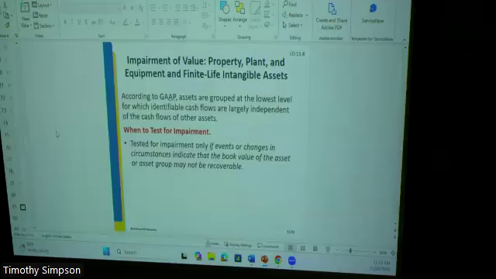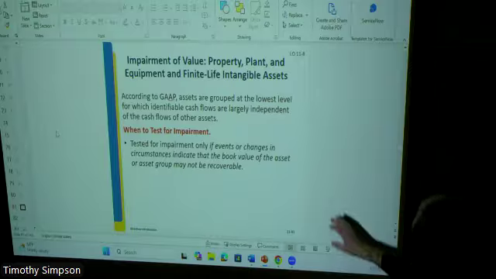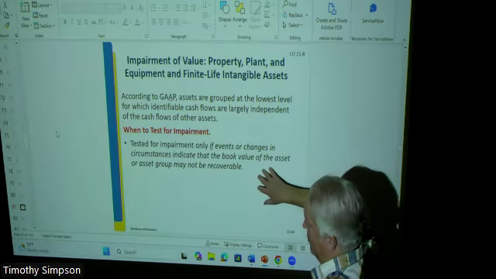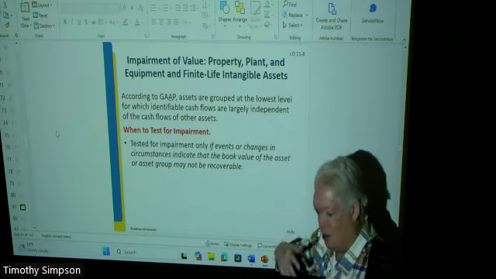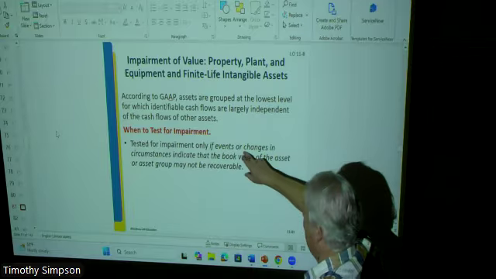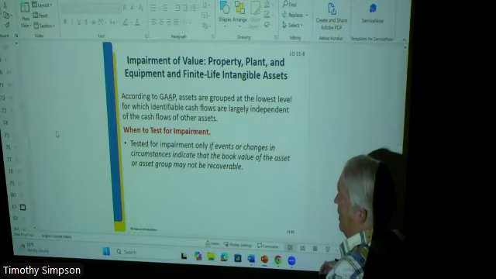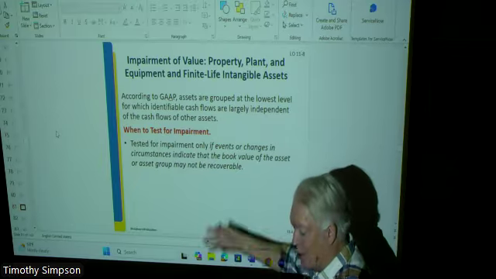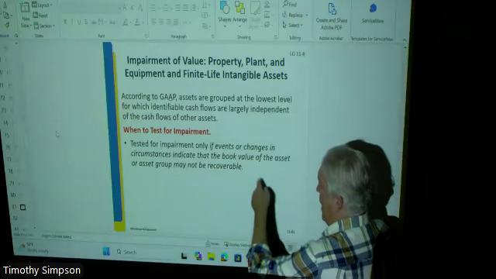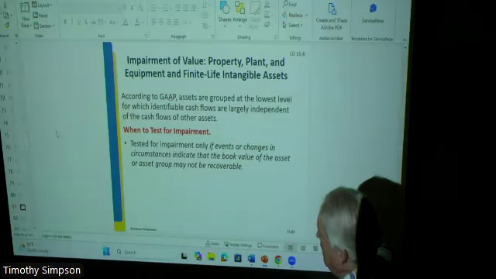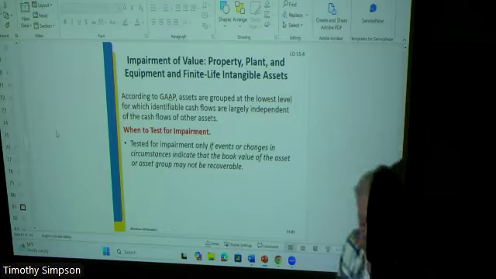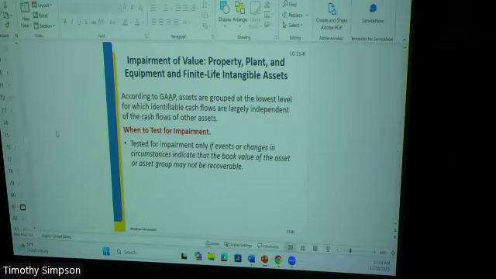I know this is one of the toughest issues here, but we're going to test for impairment only if events or changes in circumstances indicate the book value of the asset may not be recoverable. This is a big one because it contrasts in a pretty large way with the international standards. Under GAAP standards, which are mostly US standards, we test only if events or changes in circumstances indicate the book value of the asset group, again all computers or whatever, may not be recoverable. We'll get to the test in a second. But this is different from the international standards, which require that firms test every year for this issue. So we're a little more lenient here.